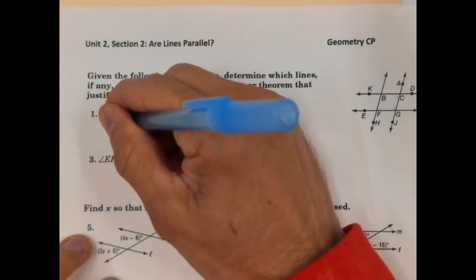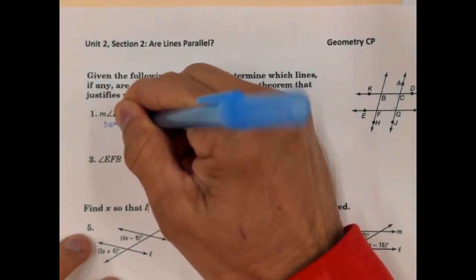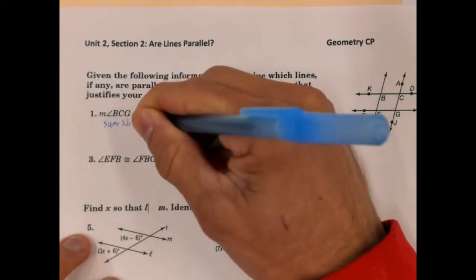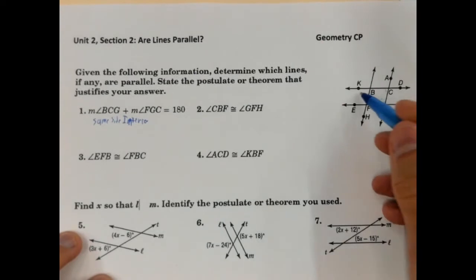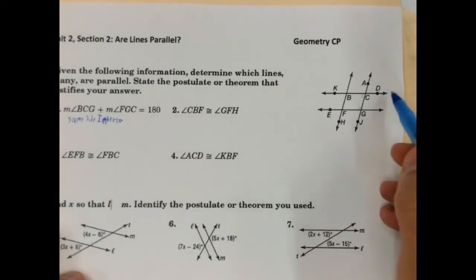I know it doesn't ask us to do that, but I find it helpful for me when I'm trying to remember these relationships here. Same side interior. Which lines would be parallel? Well, it'd have to be these two lines, right? And you can name these a few different ways. You just have to use 2 points that are on the line.